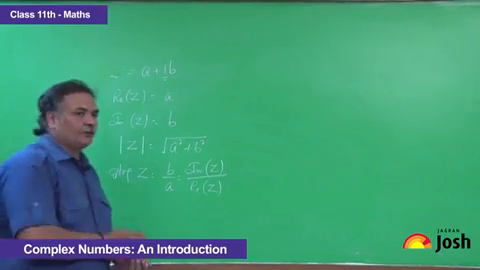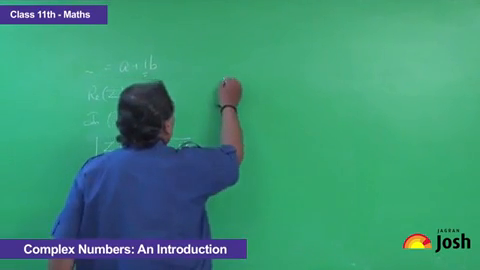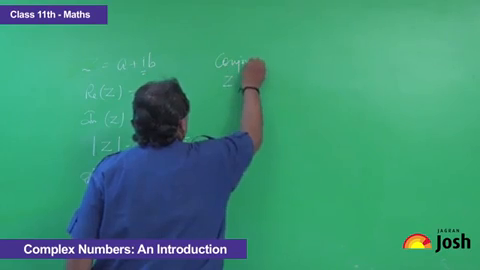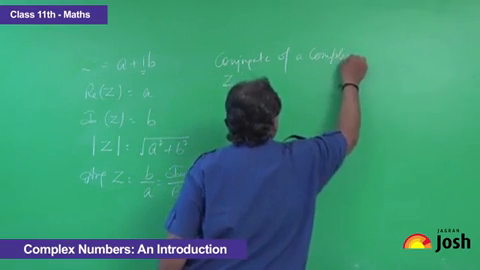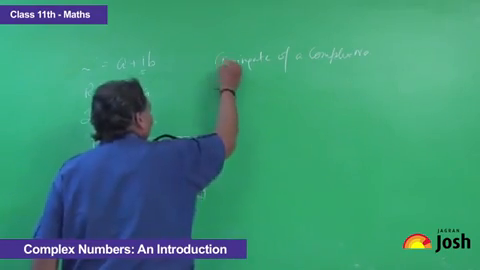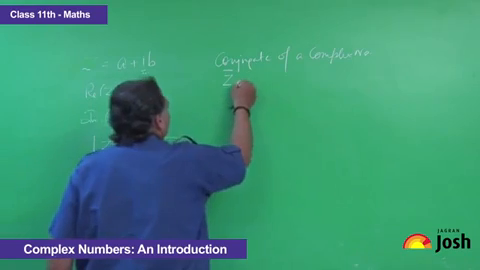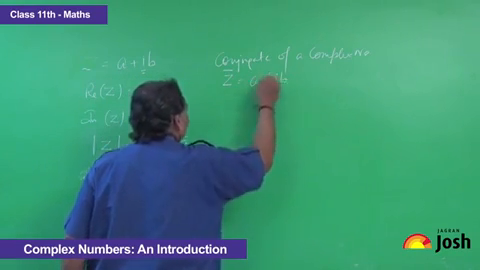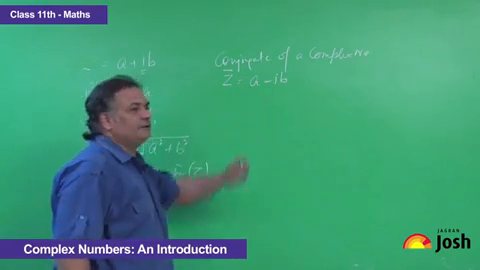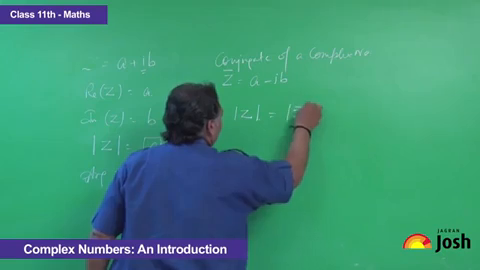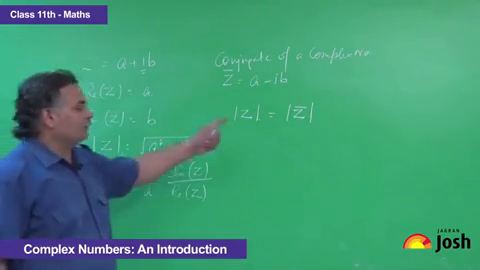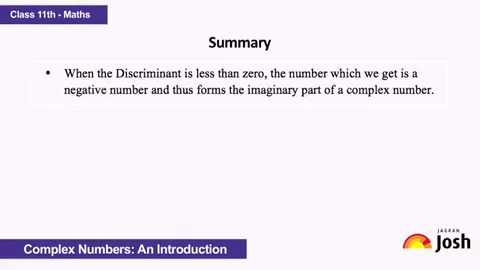The next thing you have to study is the conjugate of a complex number, which is represented by z bar. This is a minus ib, meaning the sign of the imaginary part is changed. In the case of the conjugate, the modulus will remain unchanged. When the discriminant is less than 0, the number which we get is a negative number and thus forms the imaginary part of a complex number.